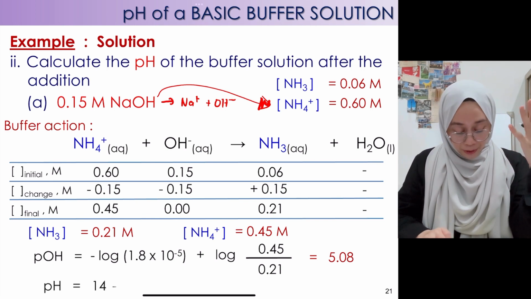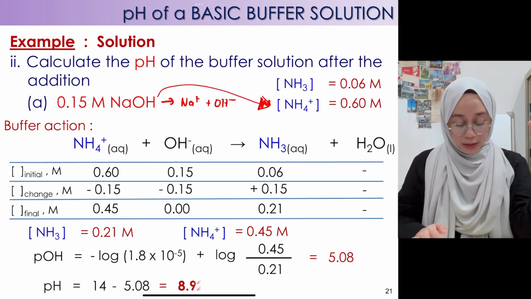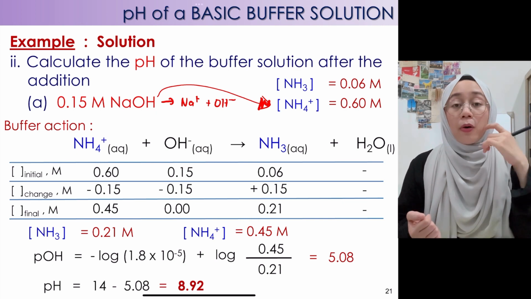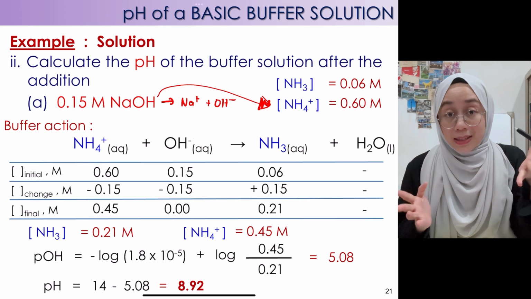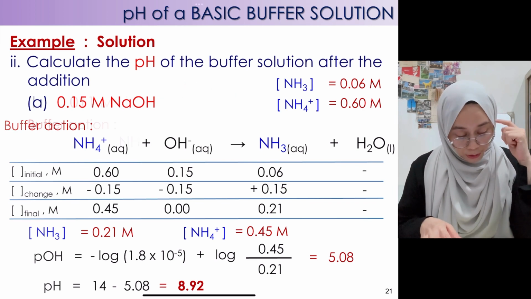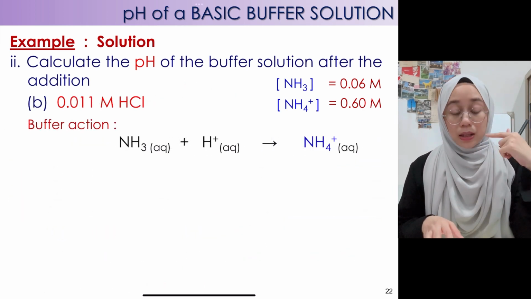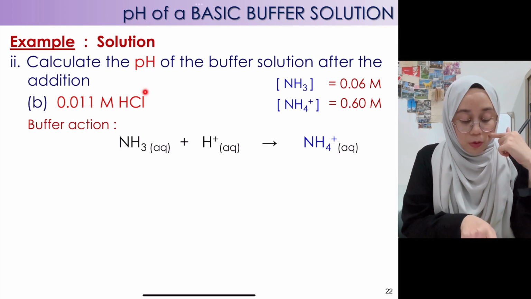So now kita cari pH, so dah jumpa POH, kita kena cari pH pula. So you see kita dapat 8.92, which is slightly higher daripada 8.26. So betul lah, make sense lah. Okay, and then let's have a look dekat the B pula, bila kita tambah 0.011 molar HCl.